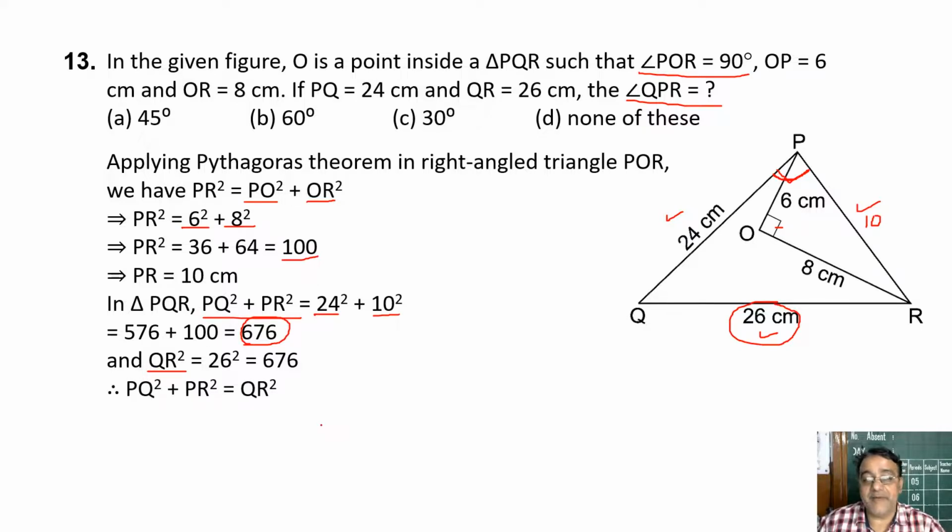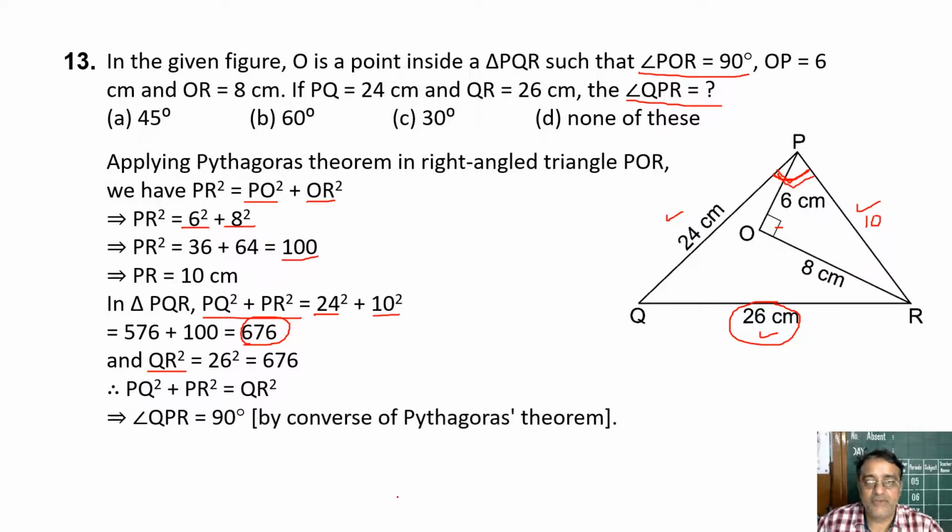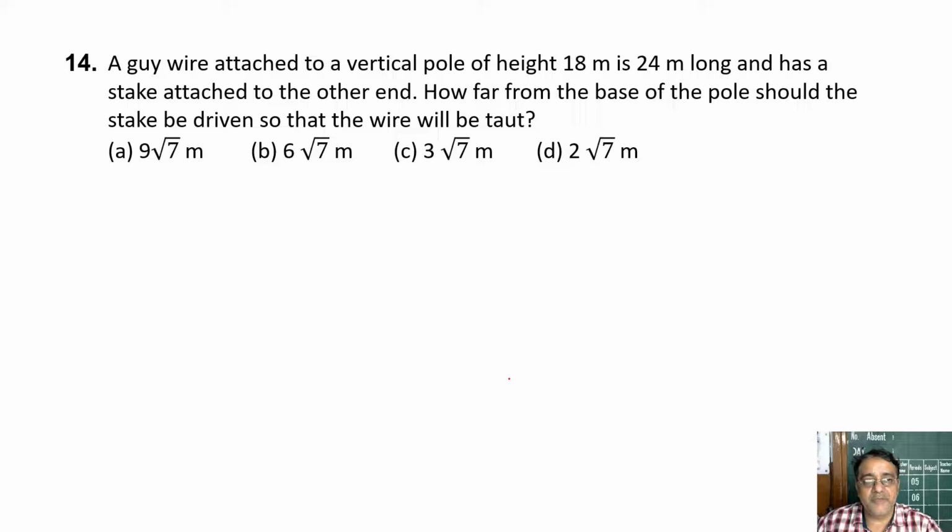QR square is 676, and that means this is equal to this one. So by converse of Pythagoras theorem, this angle QPR is 90 degrees. So which option is the correct one? Option D, right. So any doubt in this question, question number 13? No, sir. Okay. So now we are moving toward question number 14.